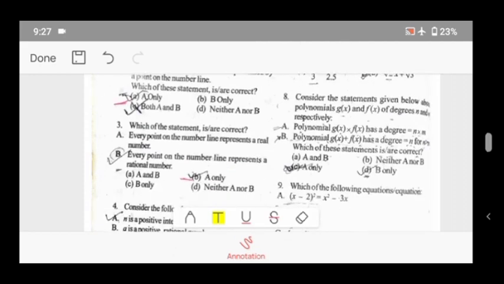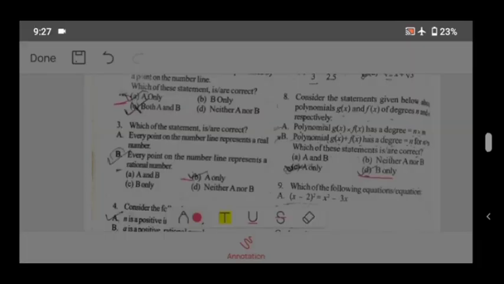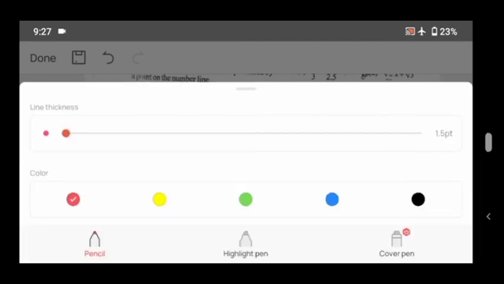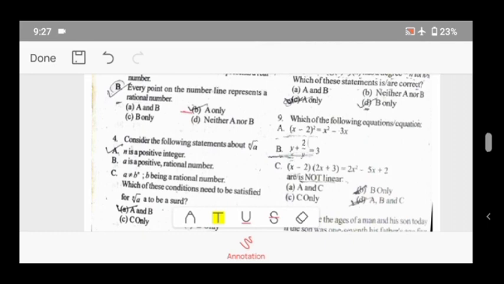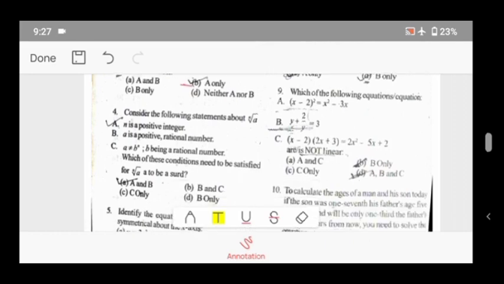Eighth one, consider the statements given below about the polynomials g(x) and f(x) of degree n and m respectively. You have to choose which of the statements about these polynomials is correct. So the answer is option D, B only. Next, ninth, which of the following equations is not linear? The answer is B only.